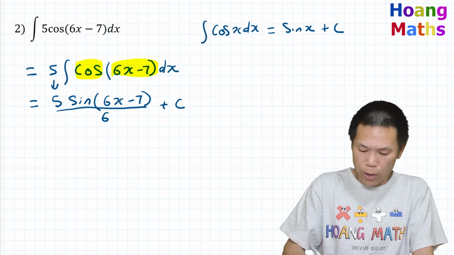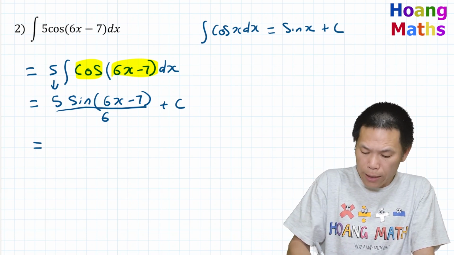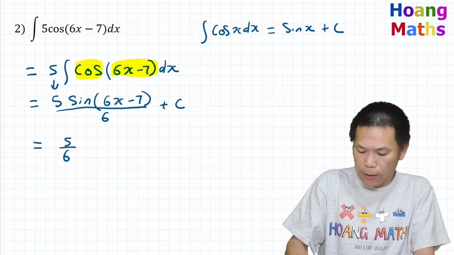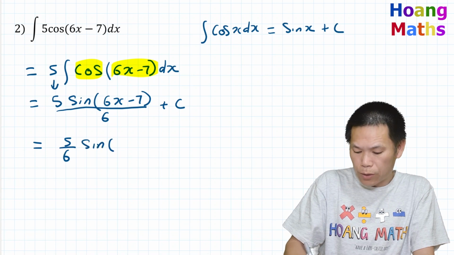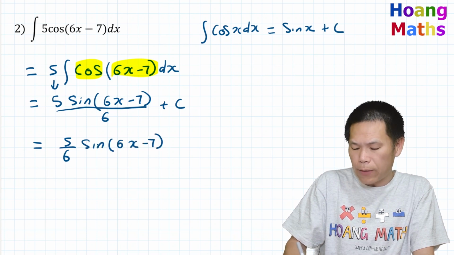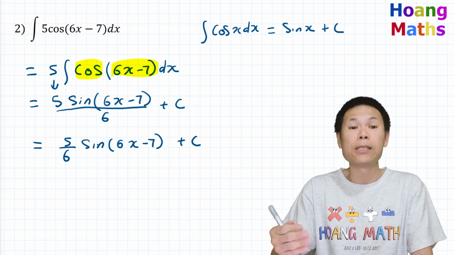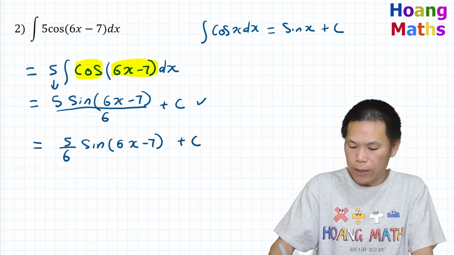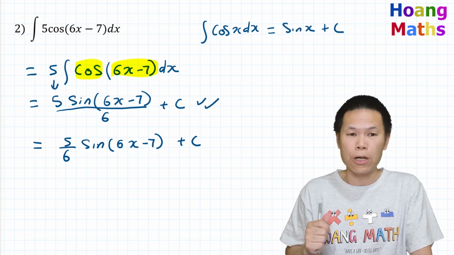So there you go. I can also write it as 5 over 6 sine of 6x minus 7 plus c. You can write it like this if you like, or you can leave it in this form. Still perfectly correct, okay?